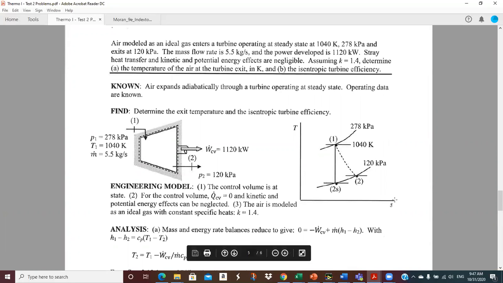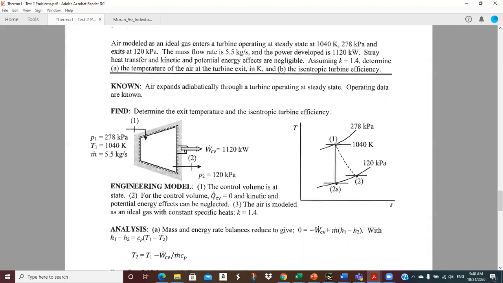So on the TS diagram, we have an isobar at the high pressure, which swoops in like this. And then we have an isobar at the lower pressure, a constant pressure line on the TS diagram, like that. This is our inlet state, high pressure, and we're showing that at 1040 K. We've got two different turbines here, right? Because the isentropic efficiency is a comparison between a real turbine and an ideal turbine.